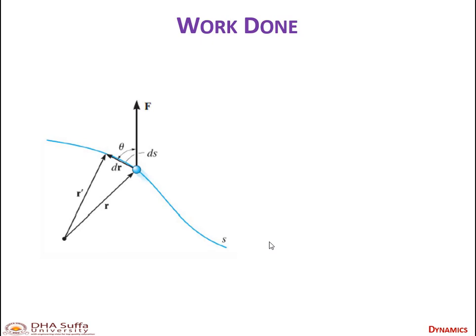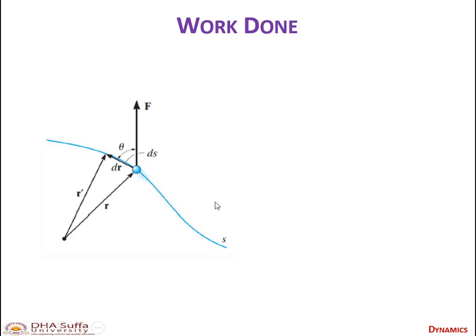Let's talk about a particle which is moving in a curved path. Here you can see the blue line which shows the path, represented by s. It is the same concept: a particle is at a location defined by a vector r, and after some time the particle moves from position 1 to position 2, which is now represented by a new vector r dash. The difference between these two vectors is dr. This is the same thing we discussed in our previous chapters.